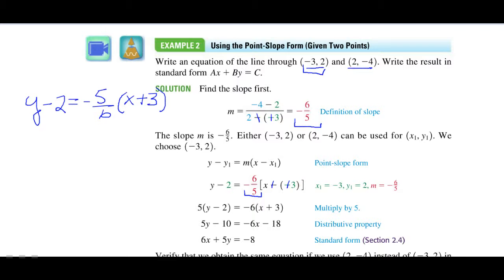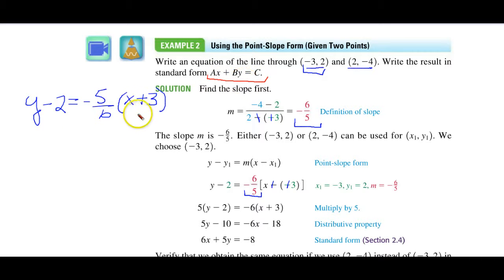Now another difference in this, they wanted our equation to be in standard form. And here's where we are. So there's our slope. We've introduced our x and y, but we have a fraction. Now in standard form, they don't have fractions.